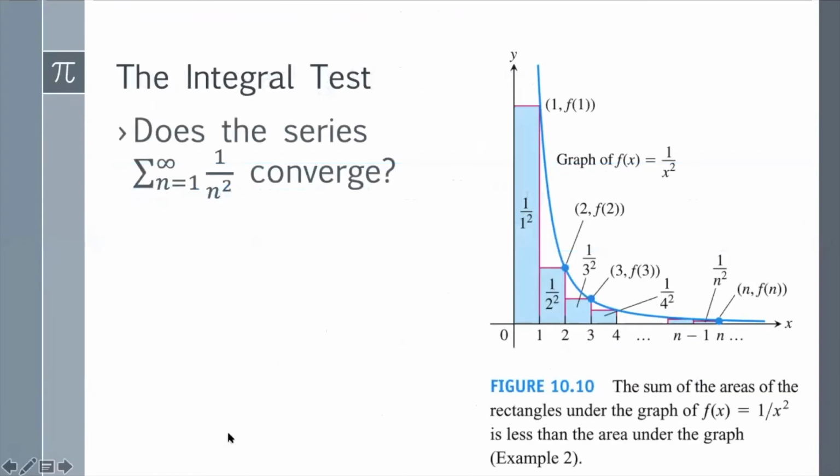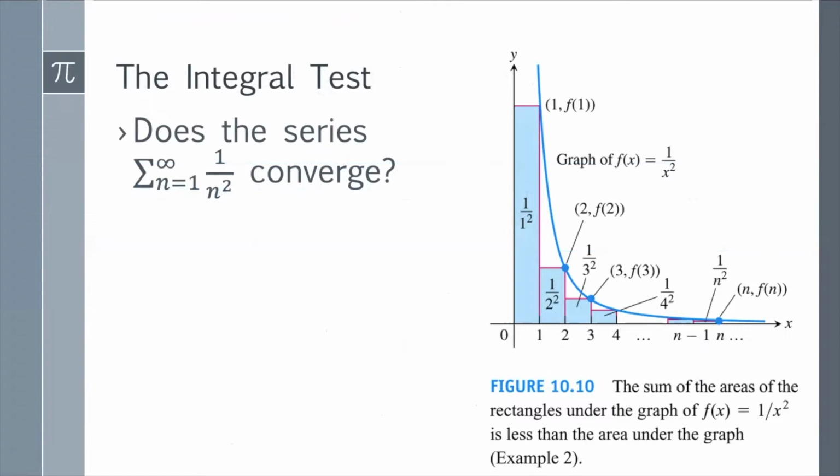Okay, so let's start talking about the integral test. The question here is, does the series sum n equals 1 to infinity of 1 over n squared converge? We were just looking at the series n equals 1 to infinity of 1 over n, and we decided that that series diverges.